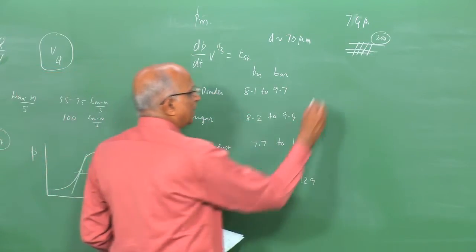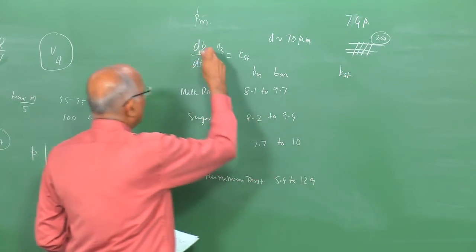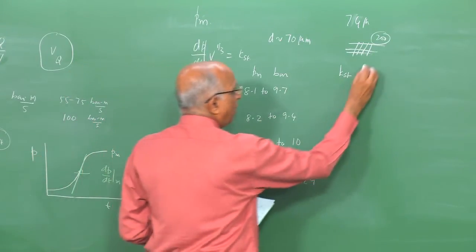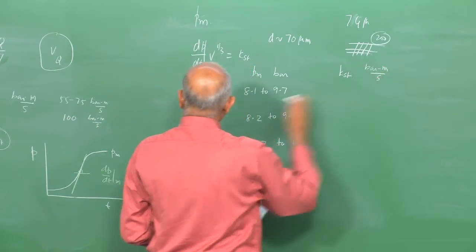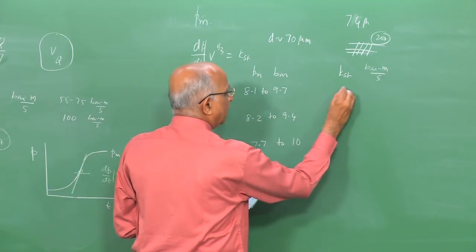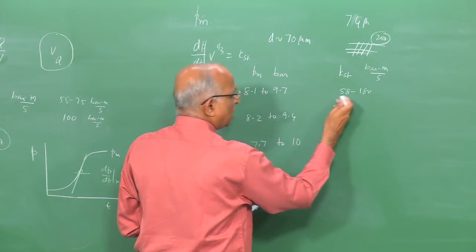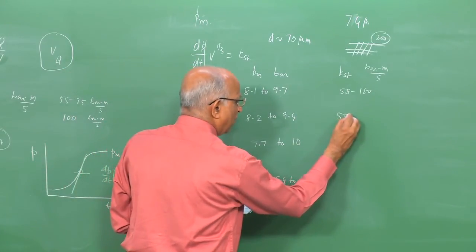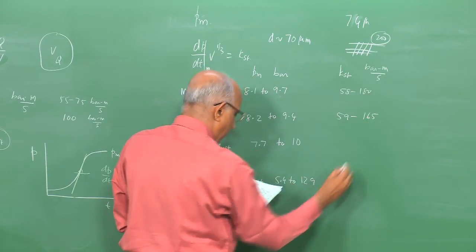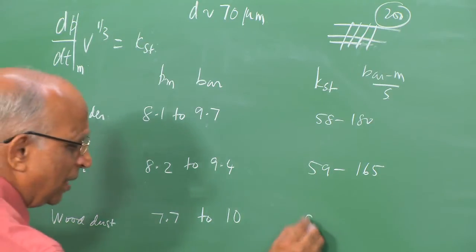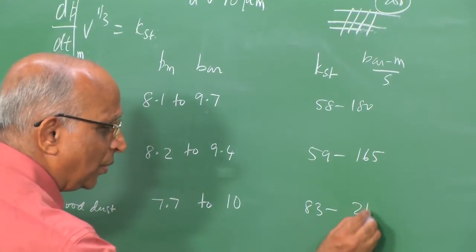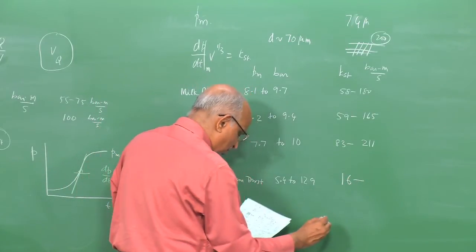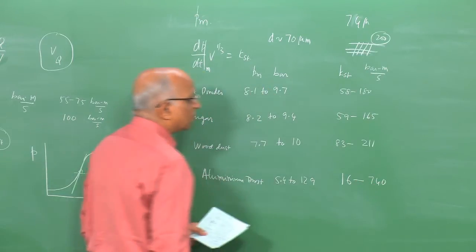When we take the values for KST, what is KST? KST is equal to dP by dT maximum into volume to the power 1 by 3, and the unit is bar meter per second. For the milk powder, the value is something like 58 to 180, well, a huge scatter, 50 to 200. That's the type of values. For sugar, it is also quite similar, 59 to 165 bar meter per second. For wood dust, it's a little higher, 83 to something like 211 bar meter per second. And for aluminium powder, the scatter is extremely large, something like 16 to 740 bar meter per second.